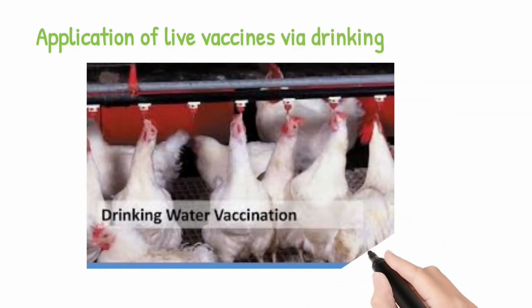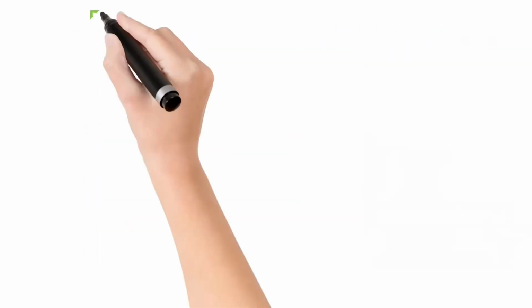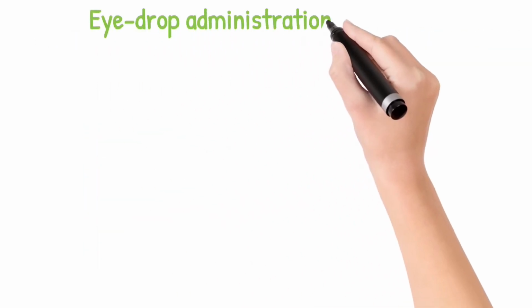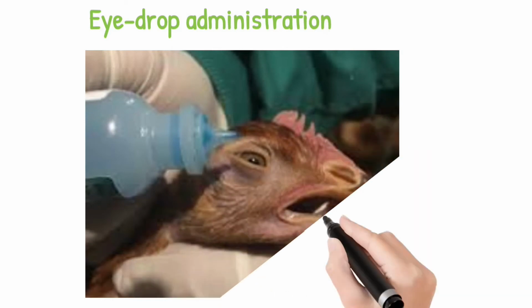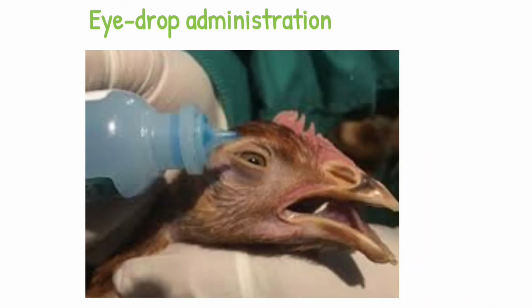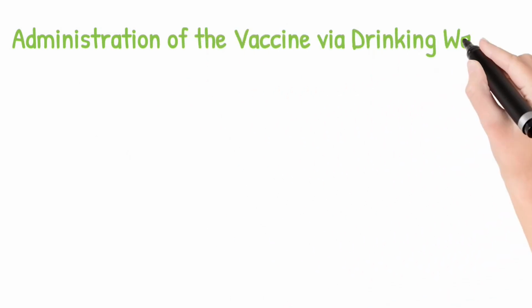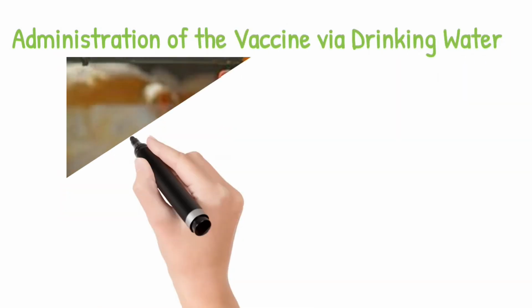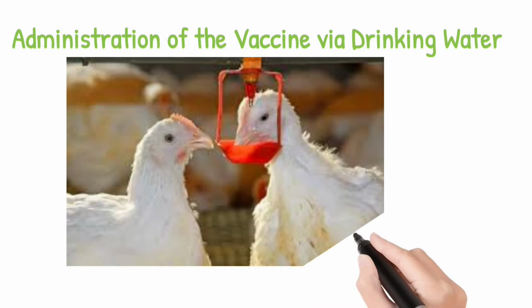Application of live vaccines via drinking water is still employed in some areas, although in the commercial sectors, this gives some problems in preparing and cleaning the drinking water system, with a tendency for a less than uniform uptake. Eye drop administration: application of the vaccine by eye drop methods is probably the most effective for live lentogenic vaccines. Administration of the vaccine via drinking water.